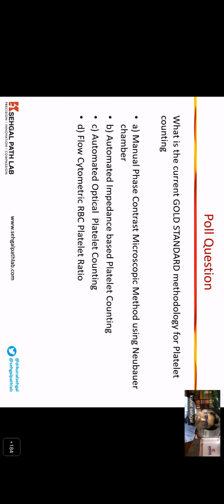So the next student is going to answer this question for me. What is the current gold standard methodology for platelet counting? So who's going to give me the answer for this? This question was assigned to me, sir. Yes. The current gold standard methodology for platelet counting is the flow cytometric RBC platelet ratio, sir. Excellent. So we'll try and go through all the four methods today in our talk. The Neubauer chamber, the impedance-based platelet counting, optical platelet counting, and the flow cytometric ratio.